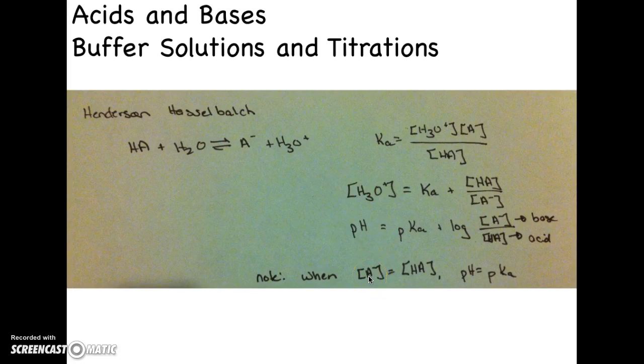Now, just a fun mathematical quirk, like I mentioned previously: at the half equivalence point, when you have the same amount of A- and HA, so that's your conjugate base and your weak acid, your pH is equal to pKa. And that's just a mathematical thing, because if you take the log of 1 here, that turns out to be 0. So then pH is just equal to pKa. Now let's go through and talk about how you can actually use this expression and when you should use the expression.